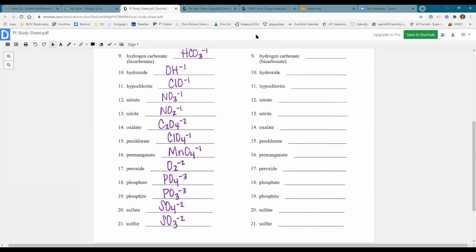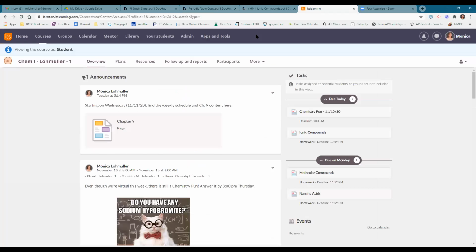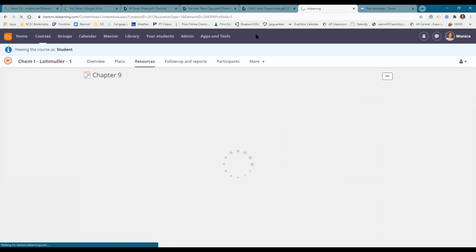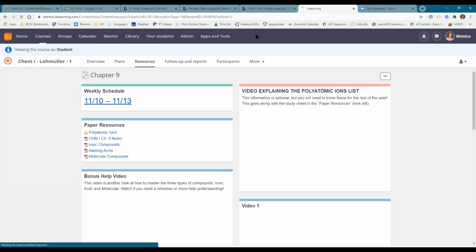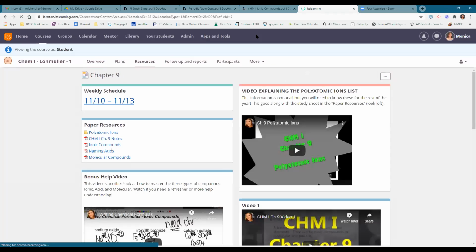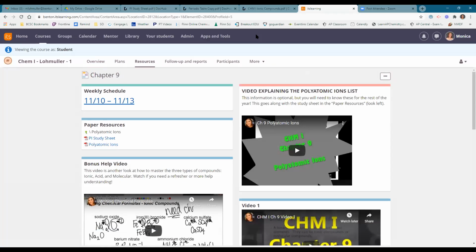And so where this stuff is located, if you're on It's Learning, if you go to the chapter 9 page, if you click on that, then on the left side where the paper resources are, there's a folder with the polyatomic ions. So if you click that, the first one, the PI study sheet, is the one that I have open.